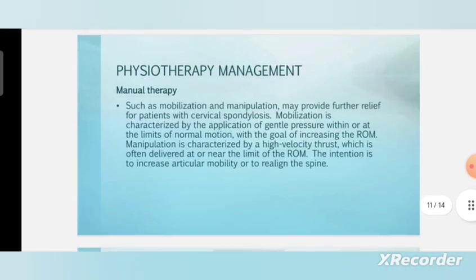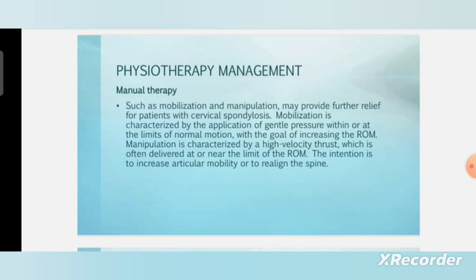Next physiotherapy management is manual therapy, such as mobilization and manipulation. Mobilization is characterized by the application of gentle pressure within the limit of normal motion, and the main goal of mobilization is to increase the range of motion.